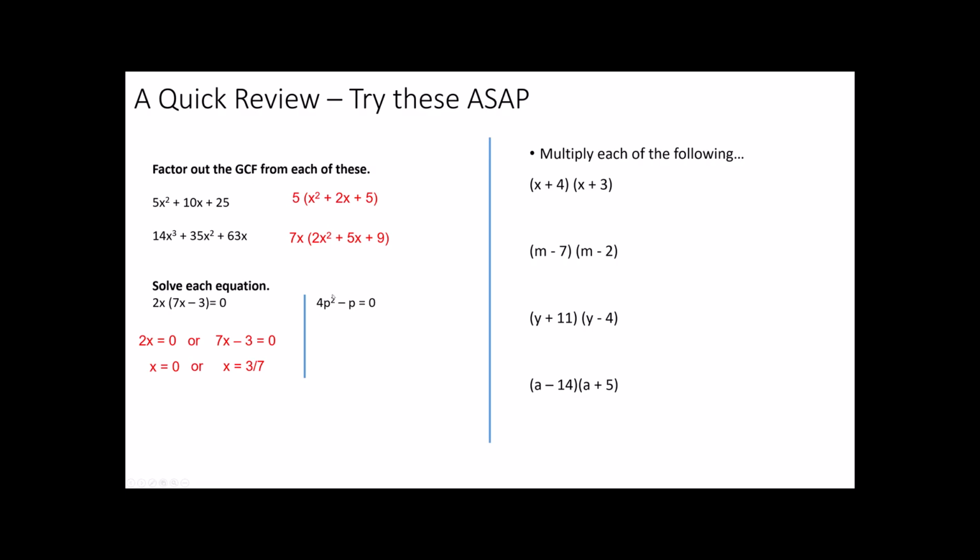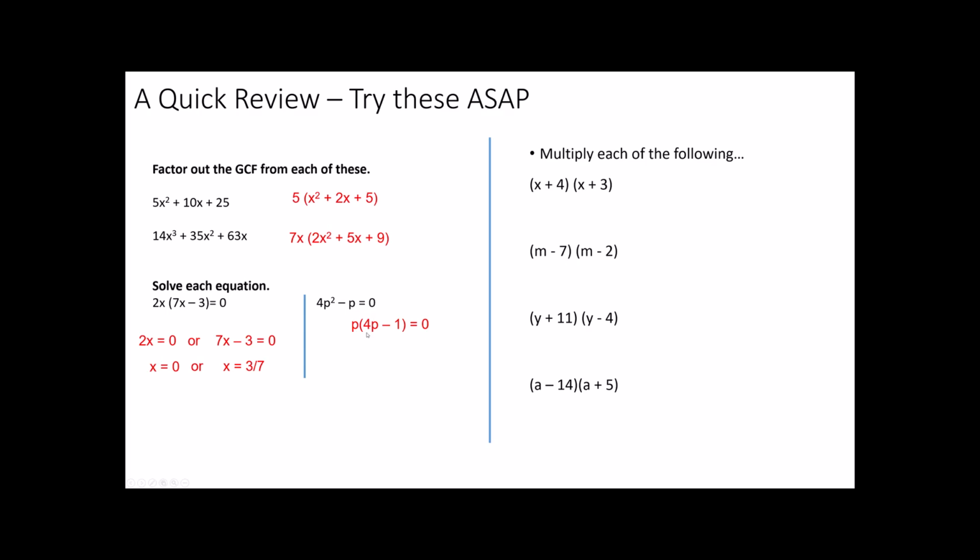I'm going to look at this first term, 4p squared, and I'm going to look at this second term, the p, or you could think of this as 1p to the first if you prefer. I'm going to ask myself, what do these have in common? Well, 4 and 1 have a GCF of 1. P squared and p have a GCF of p, so I can factor out a p from this problem. Notice p times 4p is 4p squared, p times 1 is p. Of course, we have the minus sign in the middle.